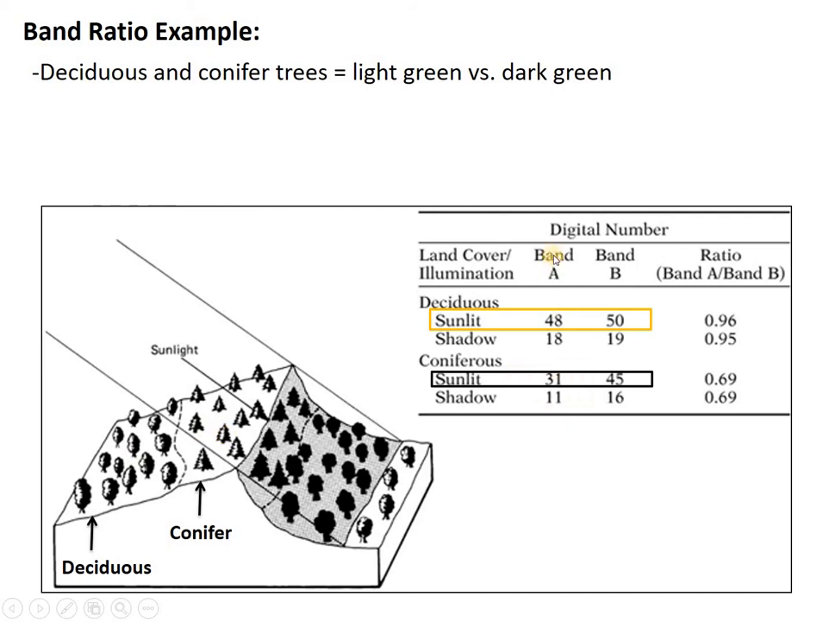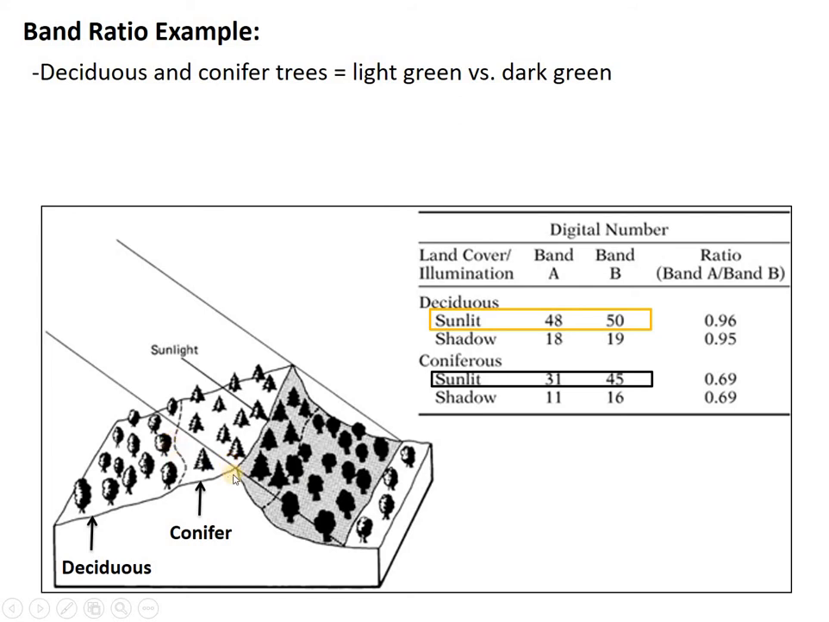Sure enough, if we look at our data, both band A and B show lower radiance values for the conifers, whereas the deciduous are brighter, okay? Oh, that's great. We should be able to distinguish them just based on their brightness in either of the bands or any band. Ooh, but not so fast.